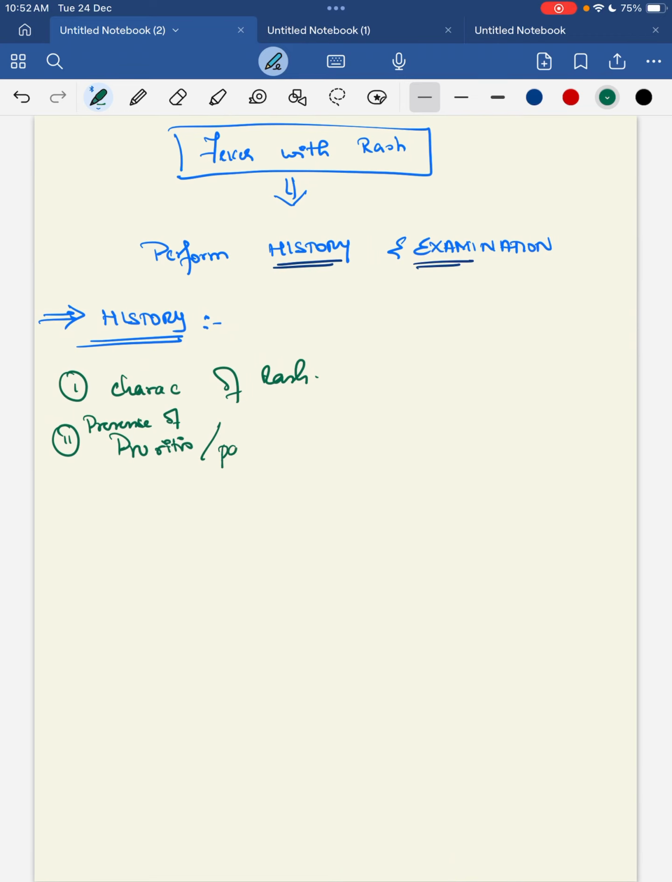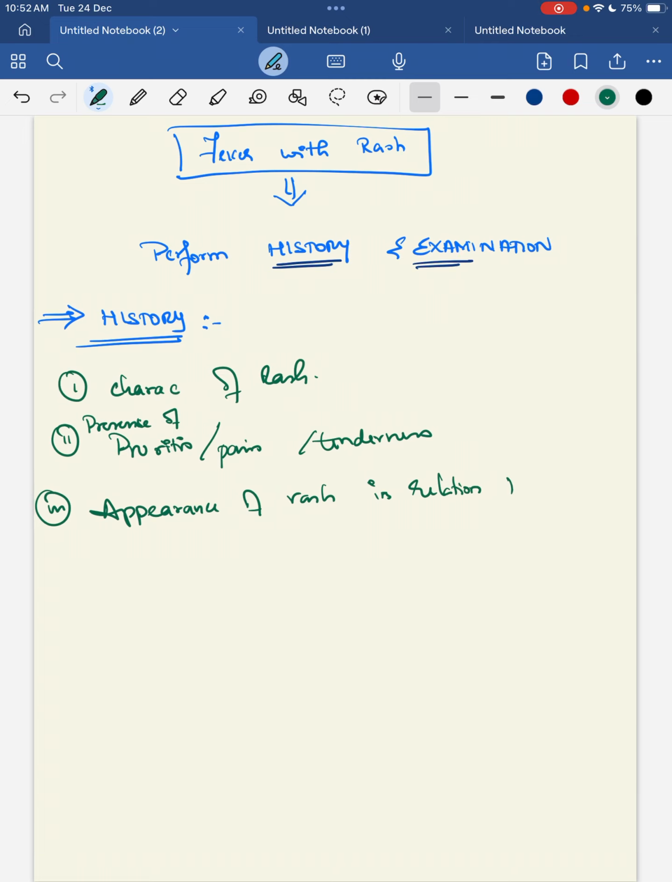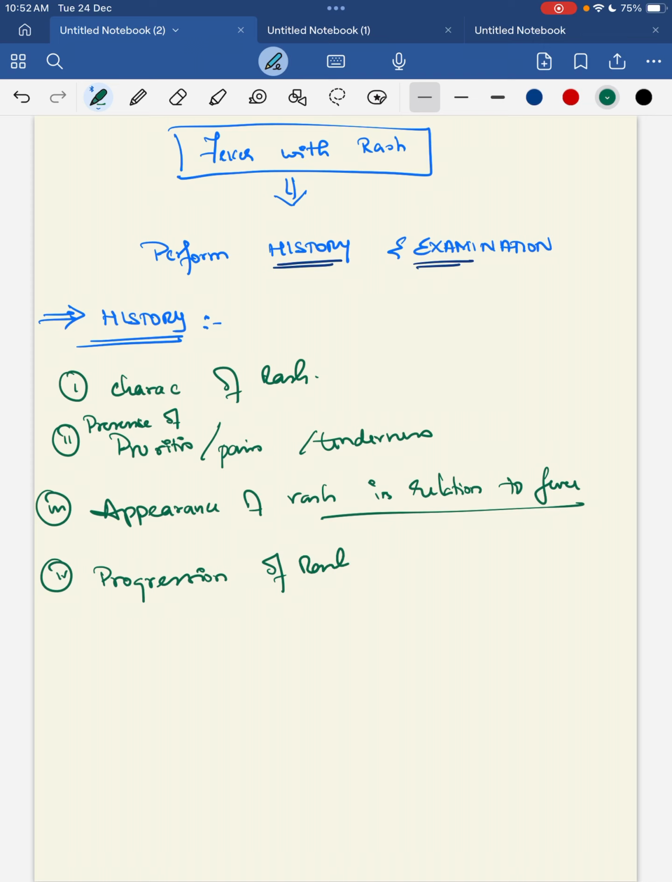Okay, appearance of rash in relation to fever. Fourth will be how is the progression and evolution of the rash, and whether they had any history of contact with ill persons, or were there any travel history, exposure to pets and animals, insects. Insect bite can also cause fever with rash. Medications, is it IV drug use or something like that.